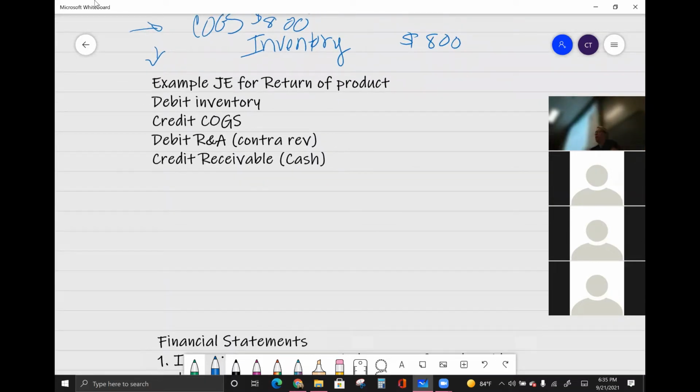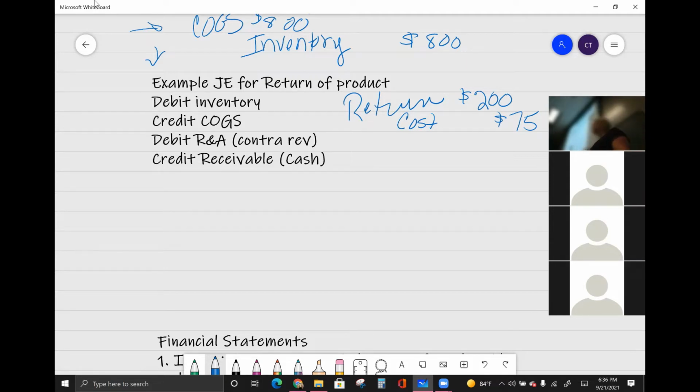So if we return product, let's say we have the sale of this $1,000. Let's say what's being returned. Somebody's returning, let's say, $200, and the cost of it is, let's say, $75. So some of the product that I just sold for $1,000, the product cost was $800. Now they're coming back and returning some of that, returning $200.